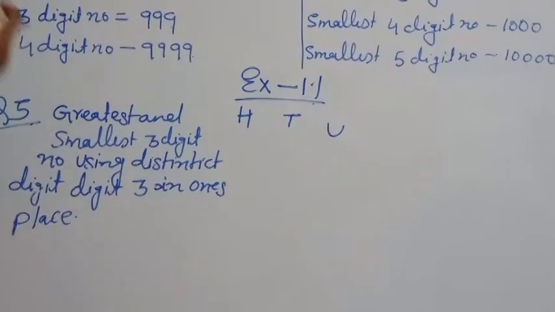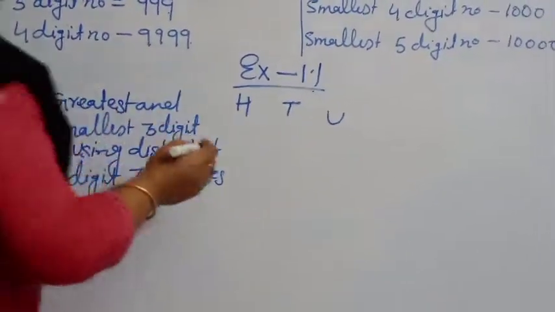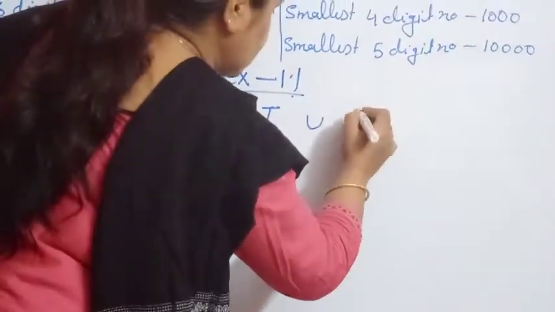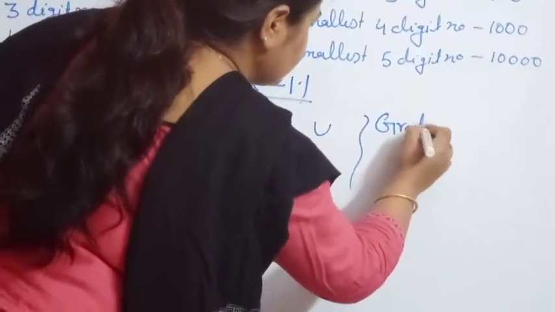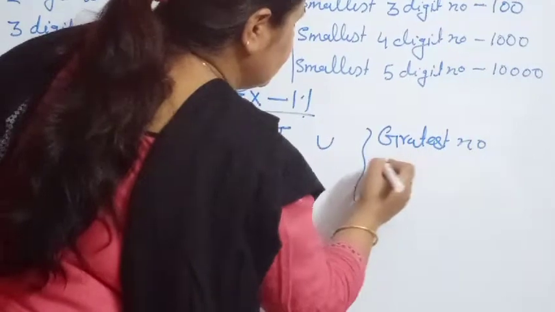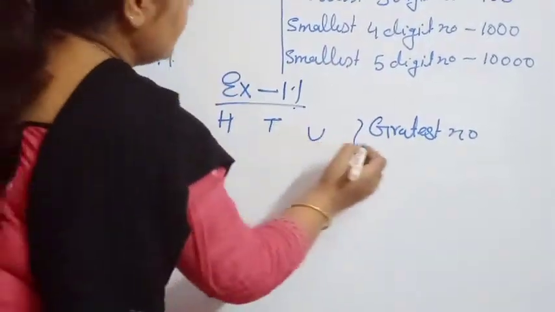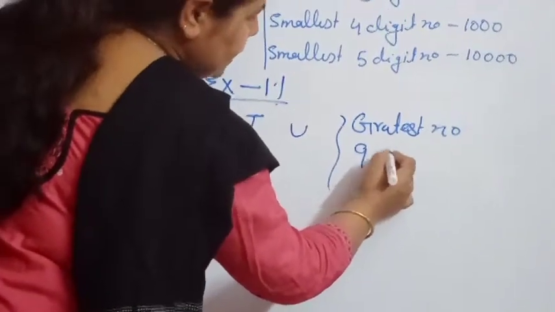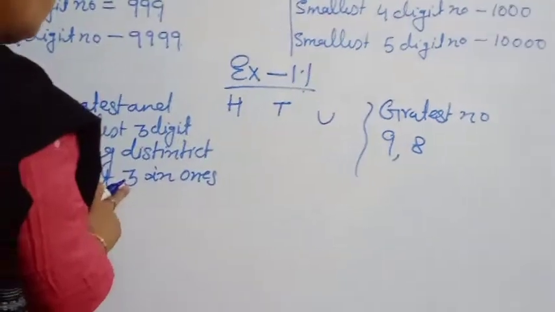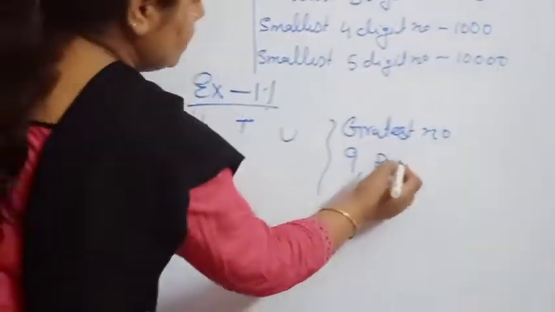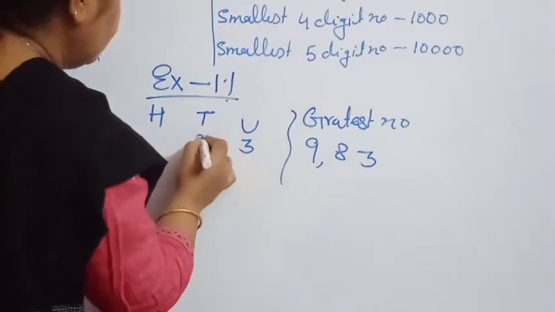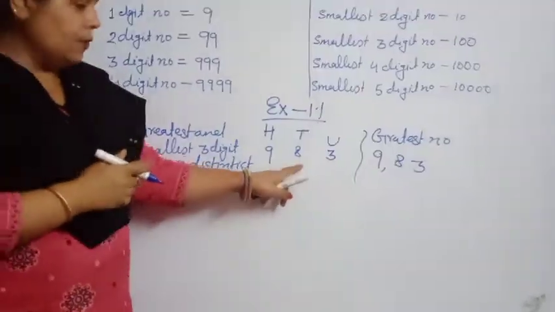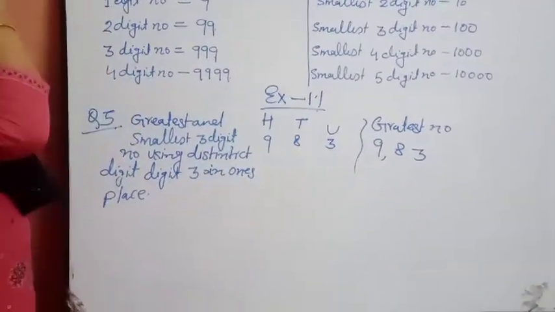Now I am going to select 3 different digits for the greatest number. According to greatest number, 9 will be greatest. Then next greatest can be 8, and in unit place we have to select 3. Now write that 3, 8, 9. This will be your greatest number, 983. Maybe you have understood. Now we have to make the smallest.